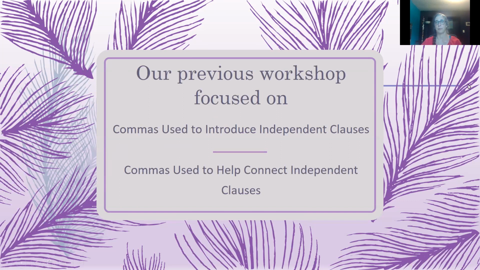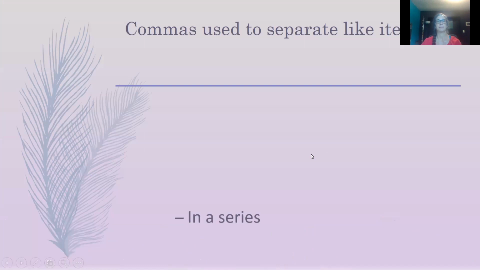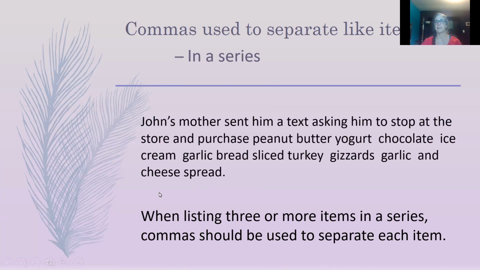And again, this is what we did last week, to introduce independent clauses and to help connect independent clauses. And we're going to look today at how commas are used to separate like items, interrupters, and non-essential elements. So let's start with the easy ones, like items. In a series, whenever you list 3 or more items in a series, you need to use commas to separate each item. And let's see why this is so important.